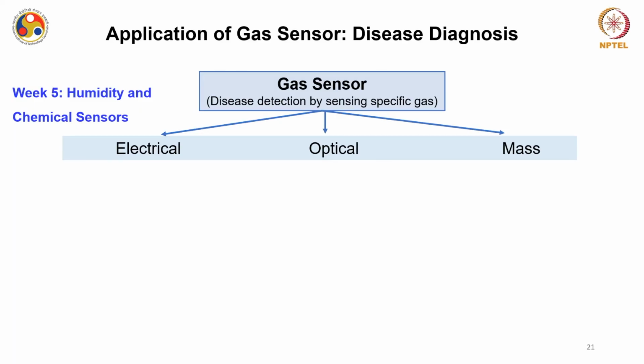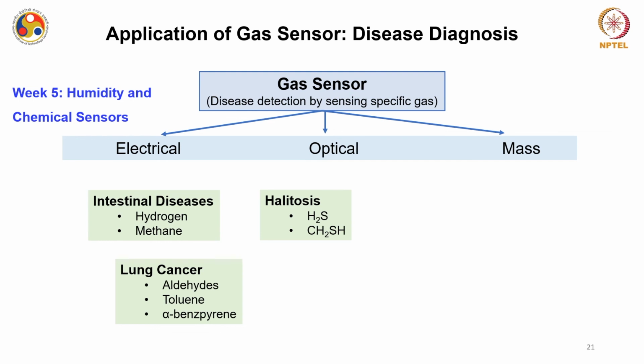Okay. So we have also seen that these gas sensors, along with pollution monitoring and other applications, can also be used for disease diagnosis. And for disease diagnosis, we have seen that they mostly capture different biomarkers. For example, for interstitial diseases, you have hydrogen and methane as biomarkers. For lung cancers, you have aldehyde and toluene, and for halitosis, you have H2S as a biomarker. Okay. For asthma, you have gases like ethane and pentane.